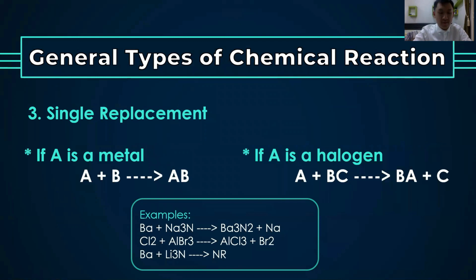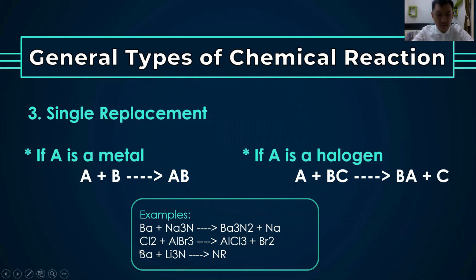The third general type of chemical reaction is single replacement. Single replacement can be divided into two subcategories: if A is a type of metal, then the formula is A plus BC yields AC plus B; and if A is a halogen, then A plus BC yields BA plus C. An example of a single replacement reaction is Ba plus Na3N yields Ba3N2 plus Na. And then Cl2 plus AlBr3 yields AlCl3 plus Br2.